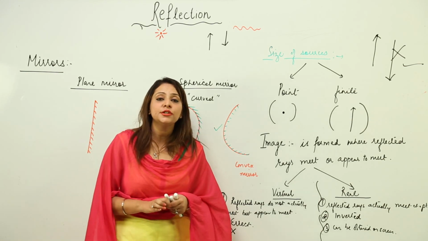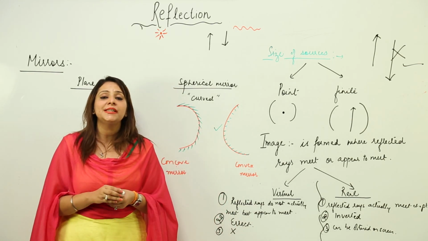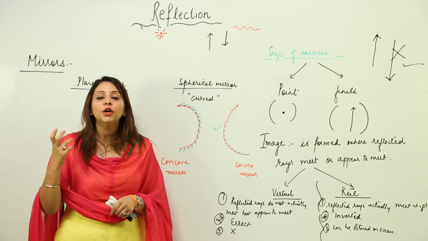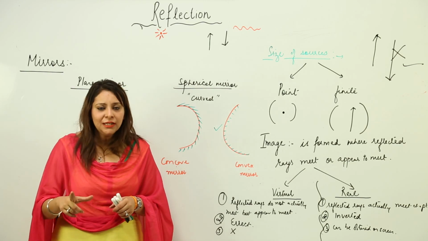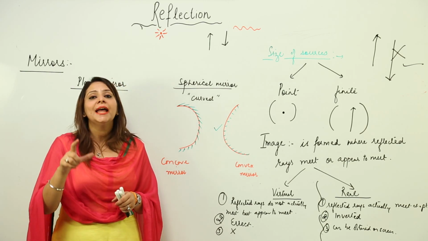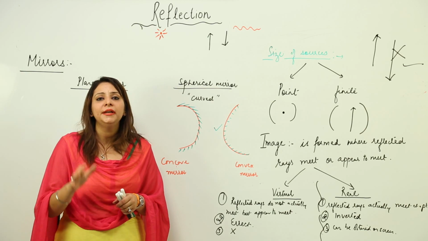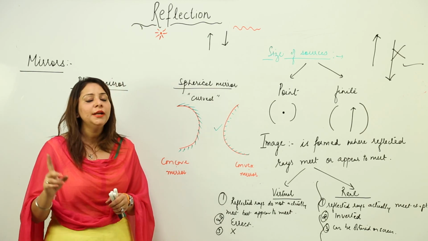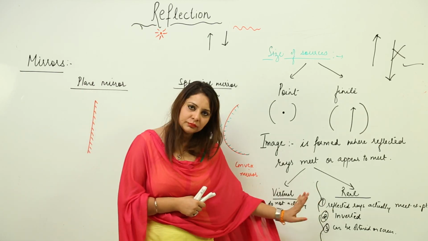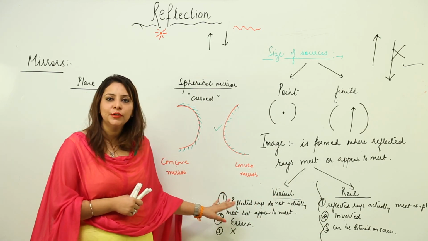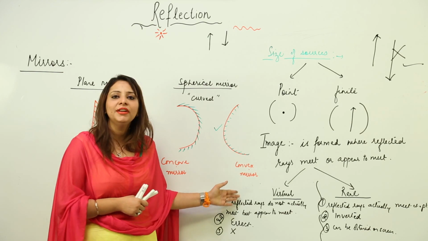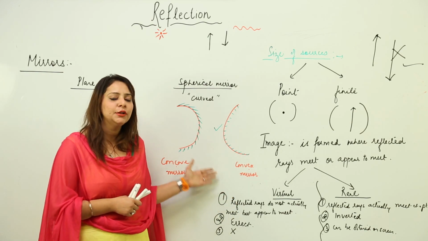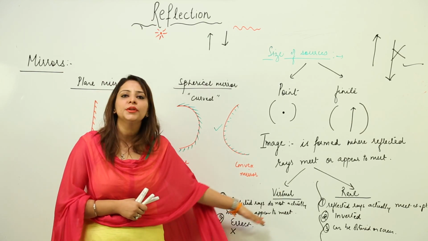Whatever images we see in a cinema hall, they are all obtained on the screen. So that means they are all real and they are all inverted, and in them the reflected rays are actually meeting at a point. So all those images are real. Got it? So this is what a real and virtual image is. You will be more confident on this topic when we discuss the ray diagram. When I draw a ray diagram, you will be more clear with these points.